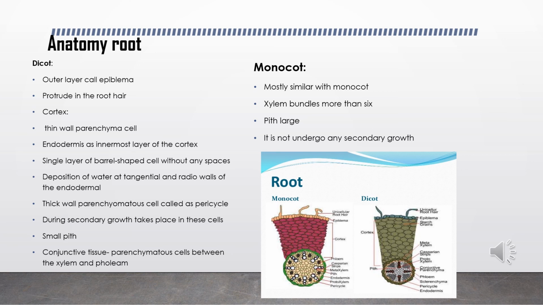Monocot root anatomy. Mostly, monocot root anatomy is similar to dicot, except there are more than 6 xylem bundles and the pith is large. It does not undergo any secondary growth.